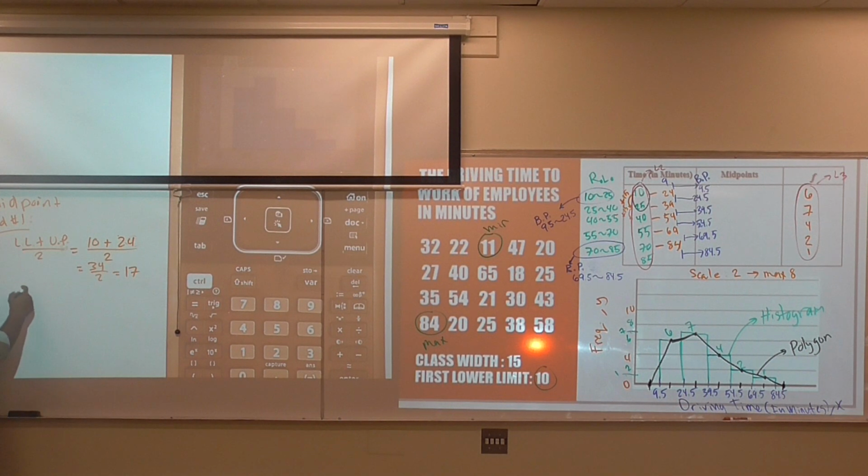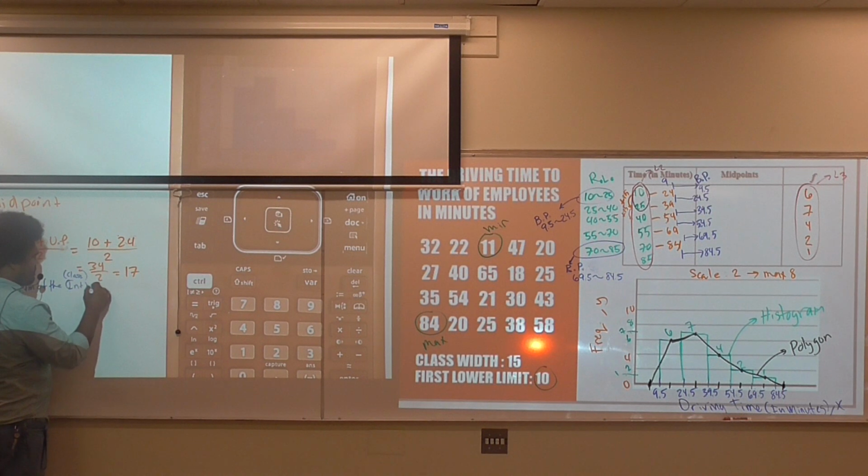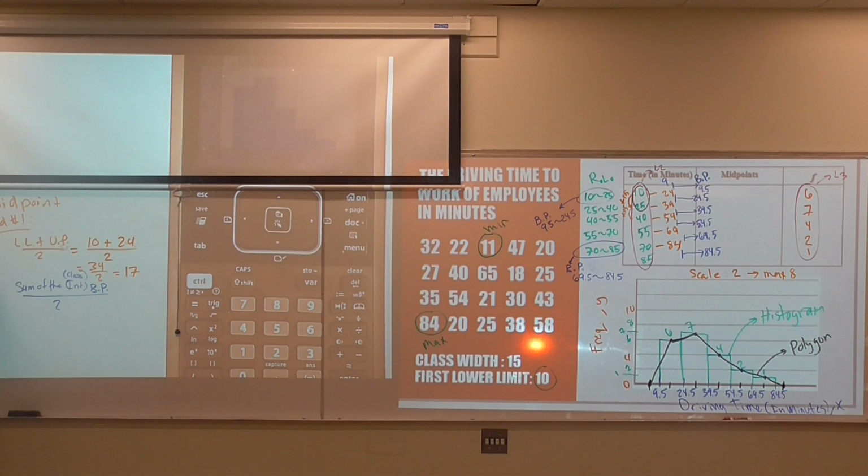So the only difference is it also depends on what you have. I'm saying the sum of the intervals, or in this case class, I'll put interval here, because some books say interval, some books say class. Boundaries, B P. We get the sum of those and divide by 2. This is method 2. So let's see that happen.